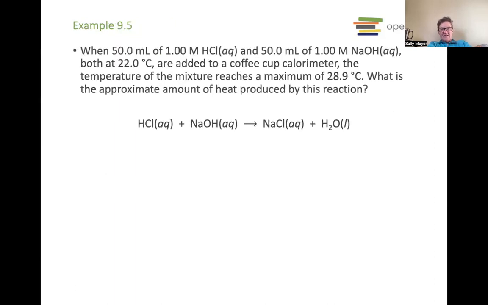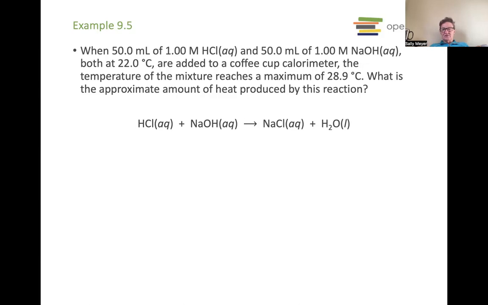And so if we have 50 mL of acid and we react it with 50 mL of base, and they're both at the same concentration and both at the same temperature, we put them in a calorimeter and wait for the reaction to take place. The temperature in the end is 28.9. We want to know the approximate heat produced by that reaction. So first we need to know the chemical reaction.